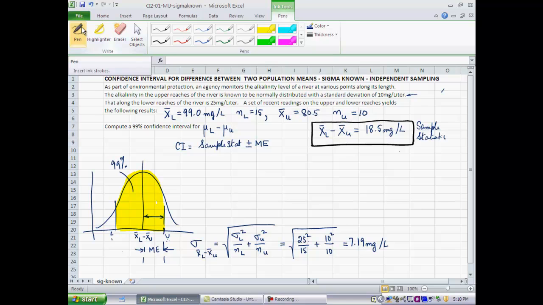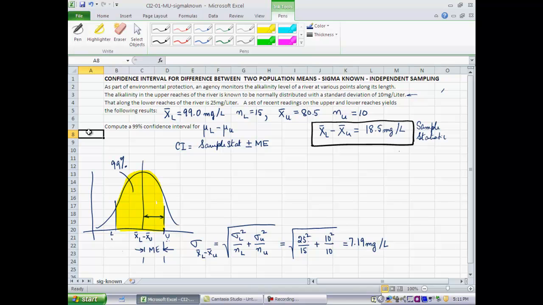In this segment, we will work a problem in which we will develop the confidence interval for the difference between two population means when the population standard deviation is known. It's exactly the same problem that we used to work a hypothesis testing problem for a similar scenario. So the problem setting is the following.